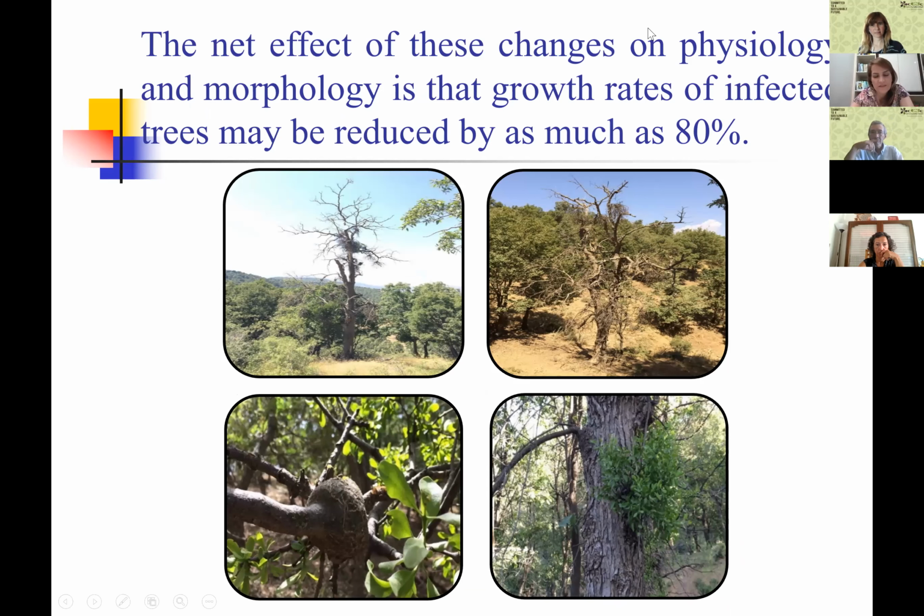Parasitic plants alter the morphology and physiology of their hosts and lead to an abnormal growth pattern by diversion of host resources. The net effect of these changes on physiology and morphology is that growth rates of infected trees may be reduced by as much as 80%. In these pictures, you can see the abnormal growth of infected trees.